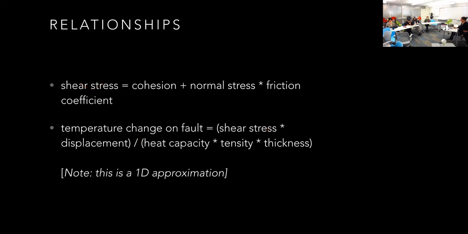So here's all the equations written out in words. Shear stress is a function of the cohesion plus normal stress times the friction coefficient. That is the Coulomb failure criteria, so that probably looks familiar.